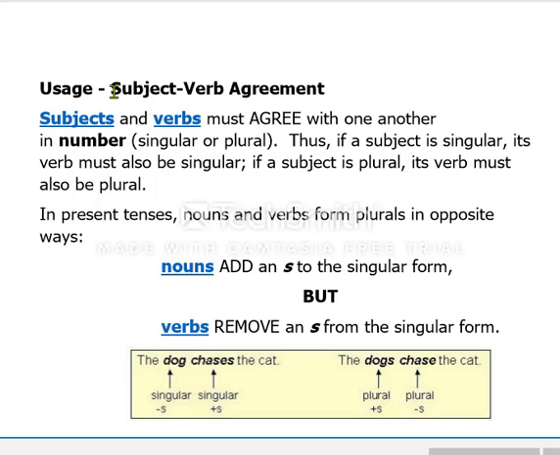Learners and listeners, please put your attention that subjects and verbs must agree with one another in number, singular or plural. If the subject is singular, the verb should also be singular, and if the subject is in plural form, the verb should also be in plural form. Thus, if a subject is singular, its verb must also be singular.